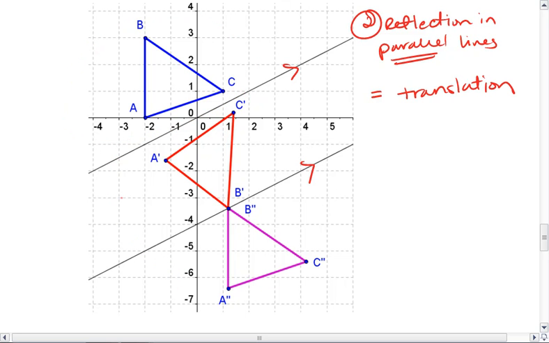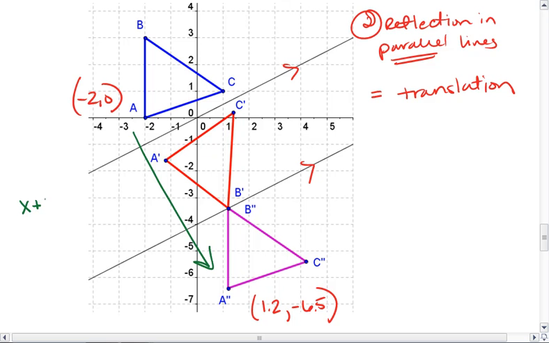So what we want to do is look at the coordinates. We can look at A, which is at -2, 0 right now, and A double prime, which seems to be at about, oh, I made this one hard on you guys. I'm sorry. 1.2 comma -6.5. So what we see is to get from A to A double prime, in the x coordinate we are adding 3.2, and for the y we're subtracting 6.5.